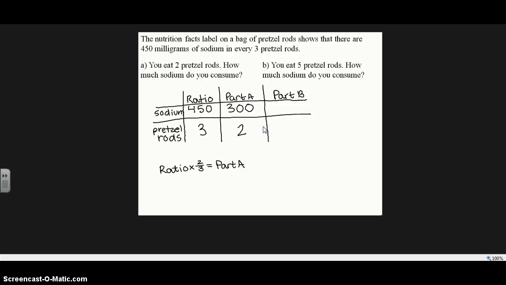Part B. You eat 5 pretzel rods. How much sodium do you consume? Put 5 under pretzel rods in the Part B column. You find that the multiplier from ratio to part B is 5/3. Multiply 450 by 5/3 to get 750. You consume 750 milligrams of sodium when you eat 5 pretzel rods.